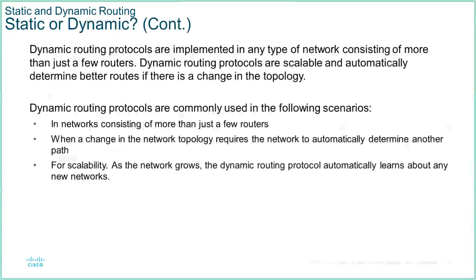Dynamic routes are very easy administratively. We go in, configure them, and let the protocol do all the maintenance for us. So if a topology changes, the protocol will update all its neighbors saying something's changed, we need to recalculate the paths to try to get to the destination another way. These are very scalable because all we've got to do is add our networks and the protocols will do the work for us.